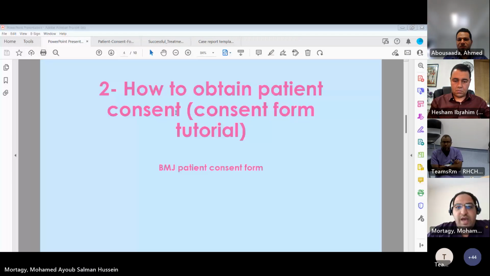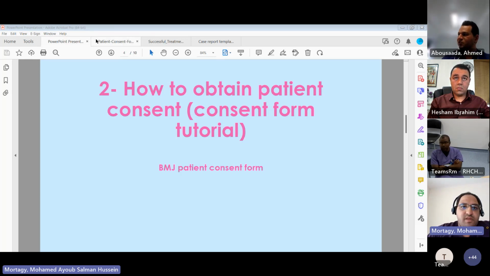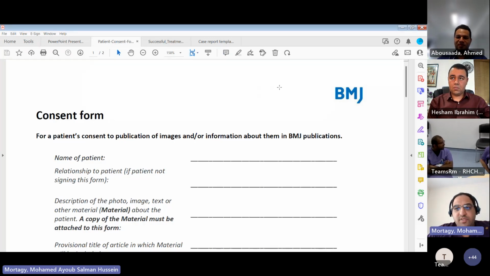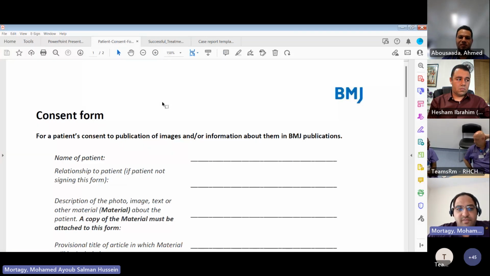The next step will be how to take patient consent. Let's say you did your quick search and this is a good idea for publication. The next step is to take a patient consent. This consent form is from BMJ Case Reports, a journal. And actually, all patient consent forms are kind of similar.